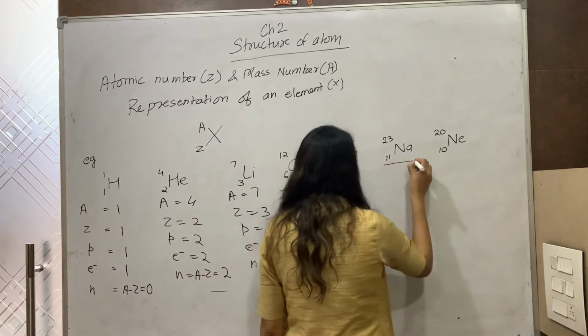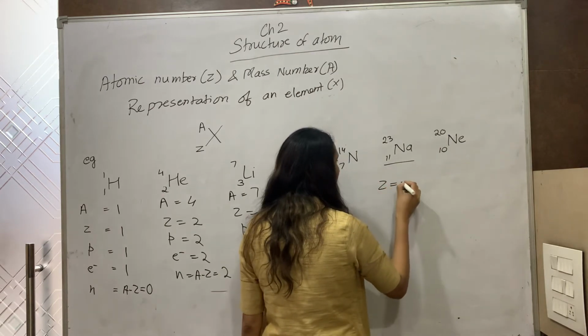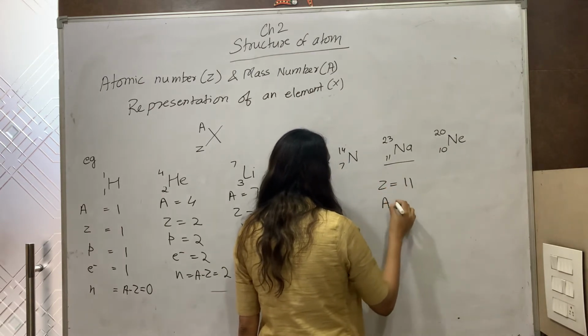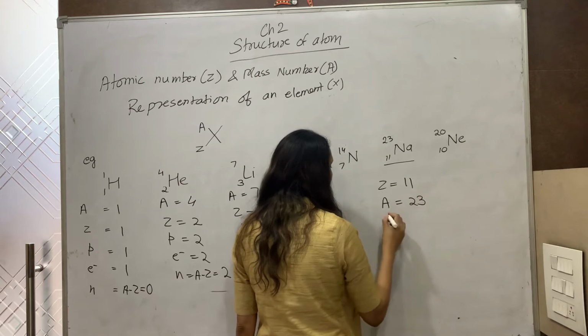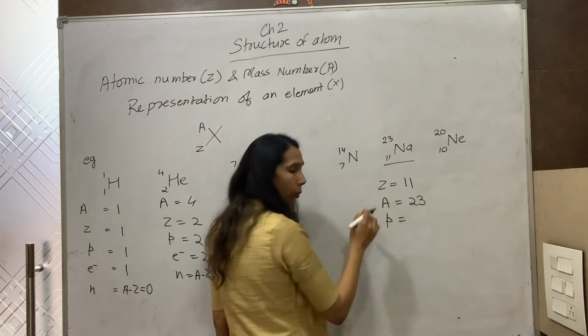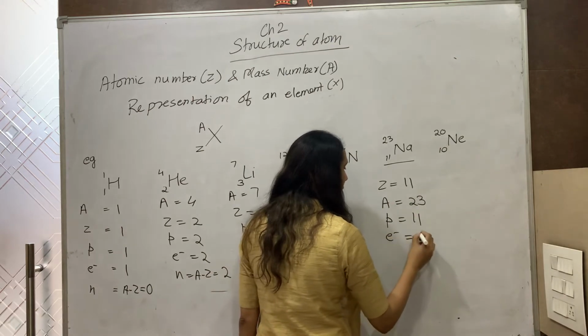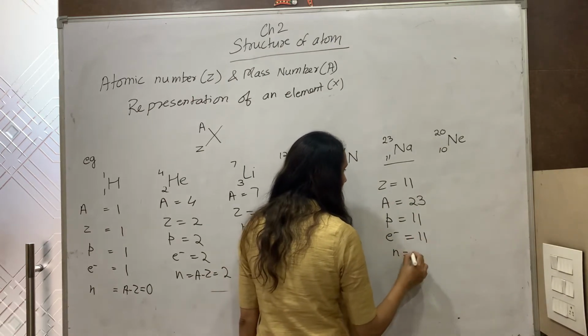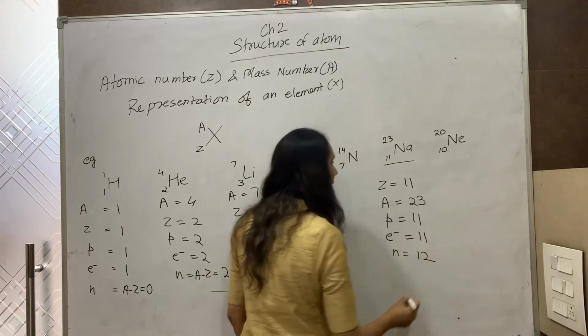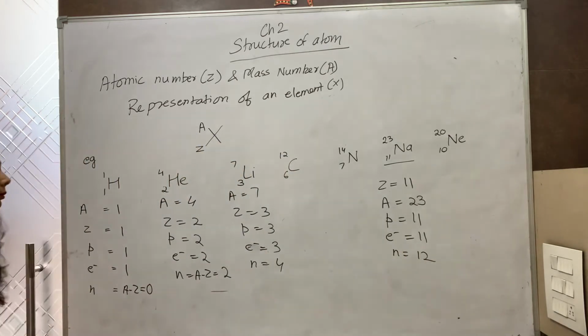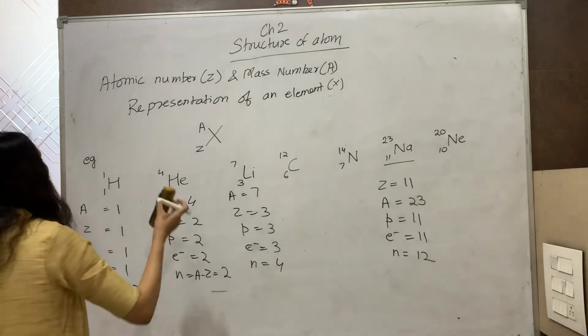Suppose I consider sodium, where Z is equal to 11 and A is equal to 23. The number of protons P is equal to Z. So the number of protons is 11, electrons are 11, and neutrons are 23 minus 11, that is 12. So these are the representations of the elements.